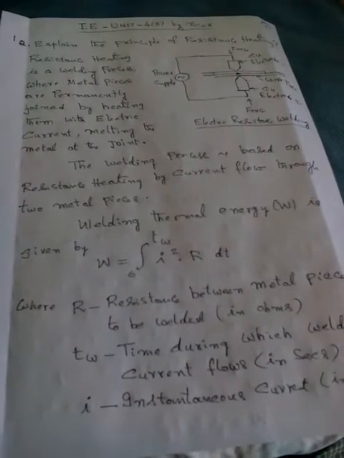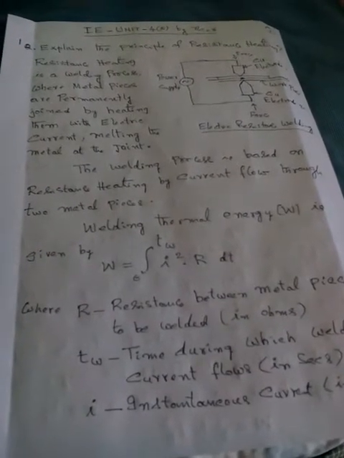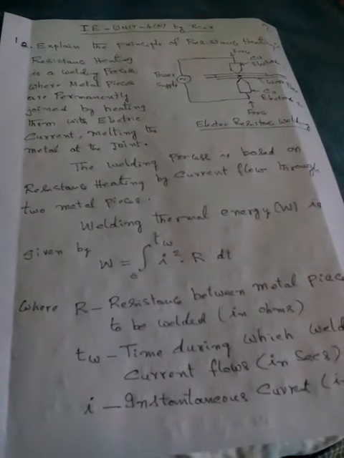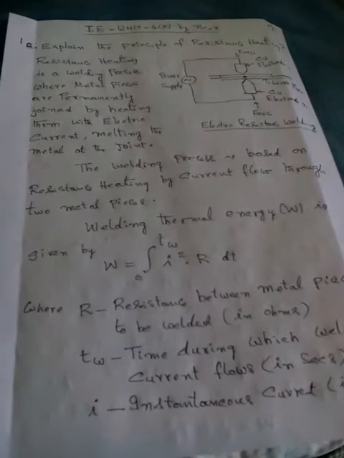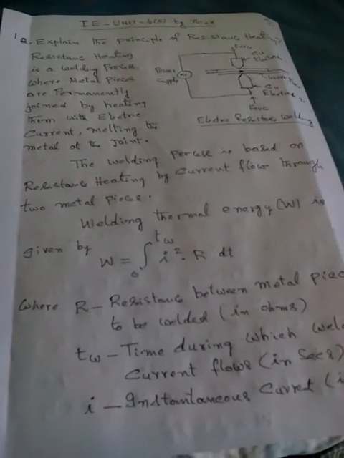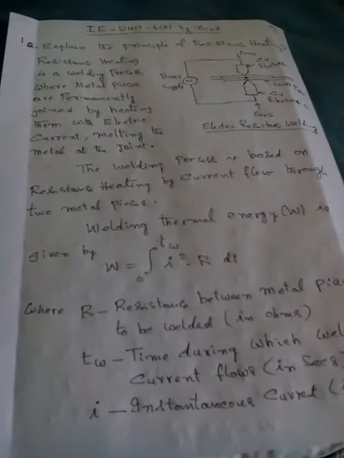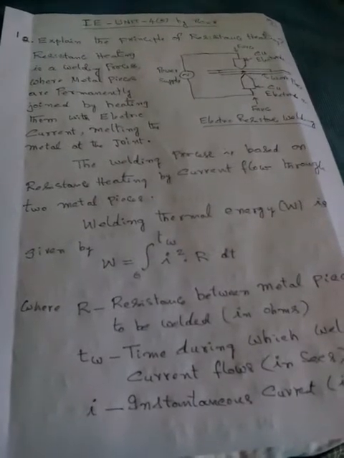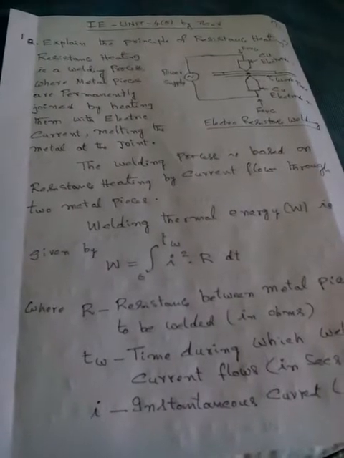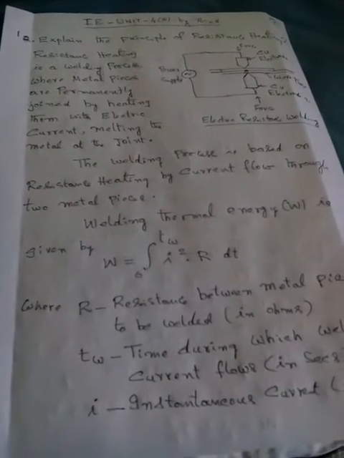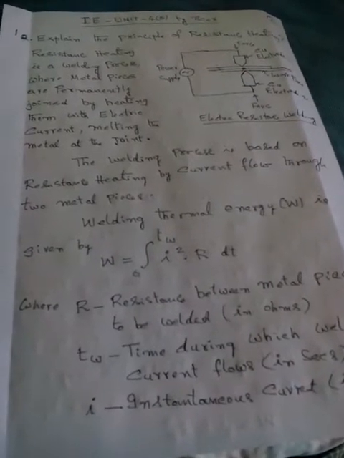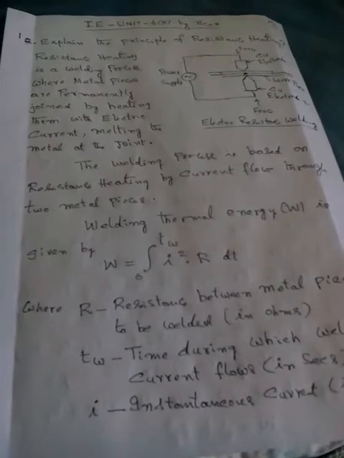So the heat produced due to resistance depends on three factors. Heat is directly proportional to thermal energy. One is resistance, another is current, another is TW. It depends mostly on current, I square. And on resistance, I square R gives power over a period of time, TW. TW is the welding time, how much time.